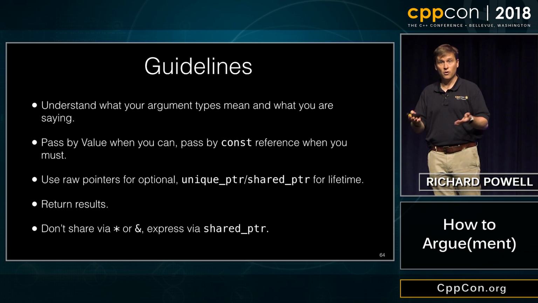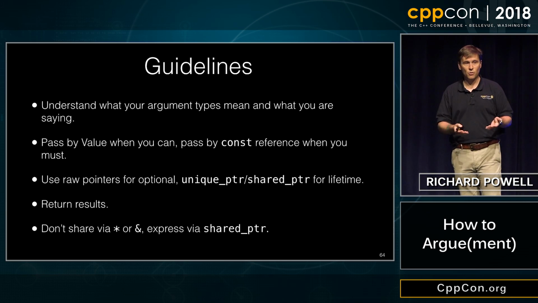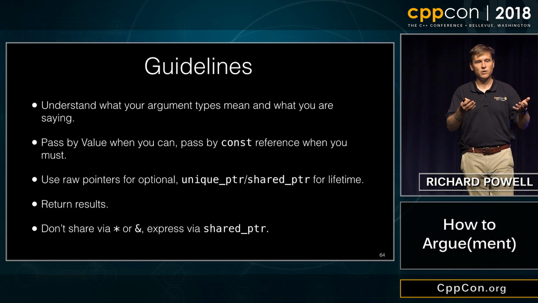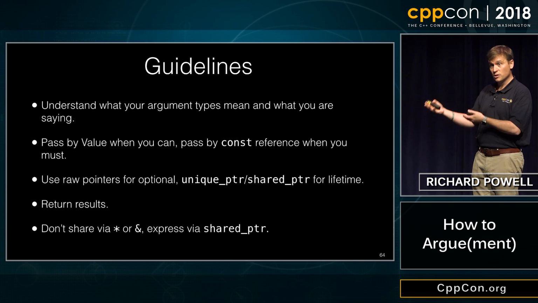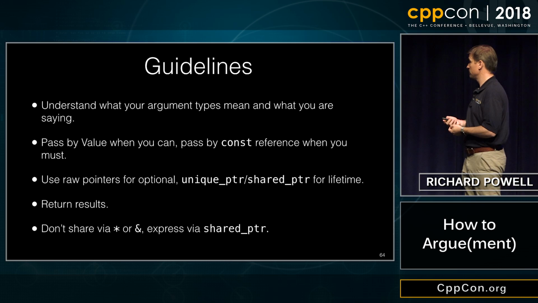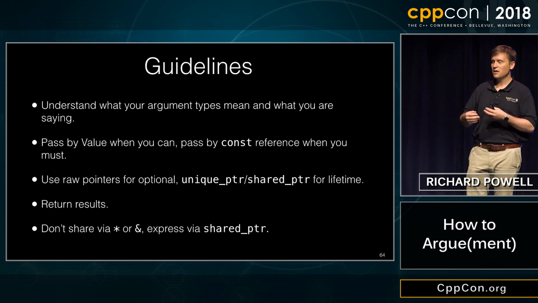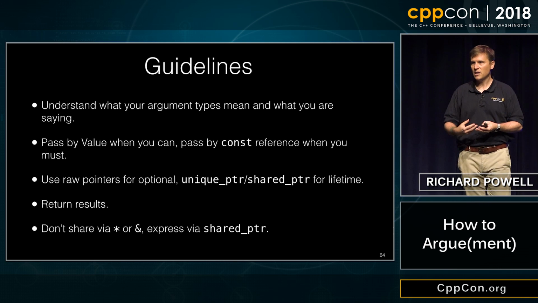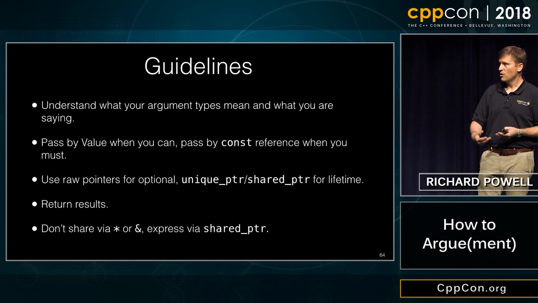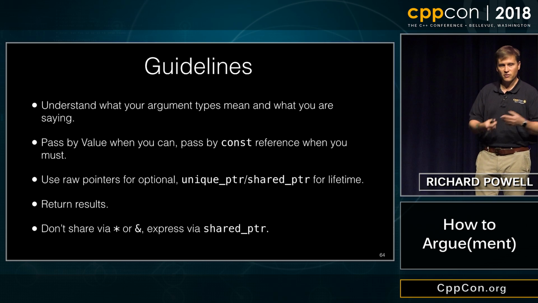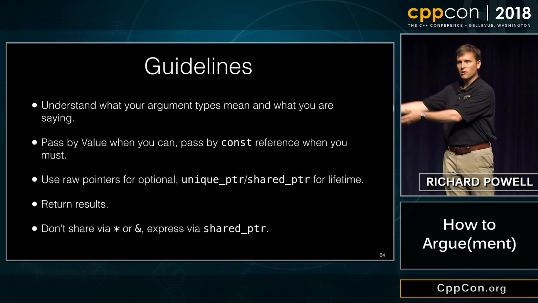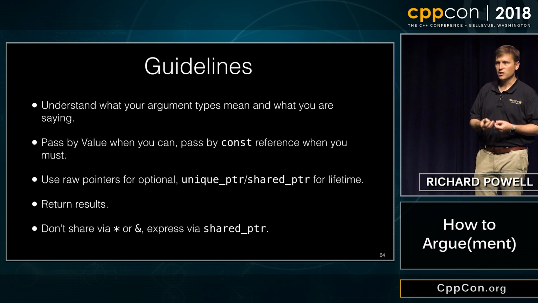Use raw pointers for optional, but don't use them for expressing any sort of ownership. Use smart pointers for expressing ownership. Oh, and return your results. I don't recommend having an input or an in-out argument or an output argument as a pointer. If you need to return something, there's the entire left-hand side of the function signature for you to use.